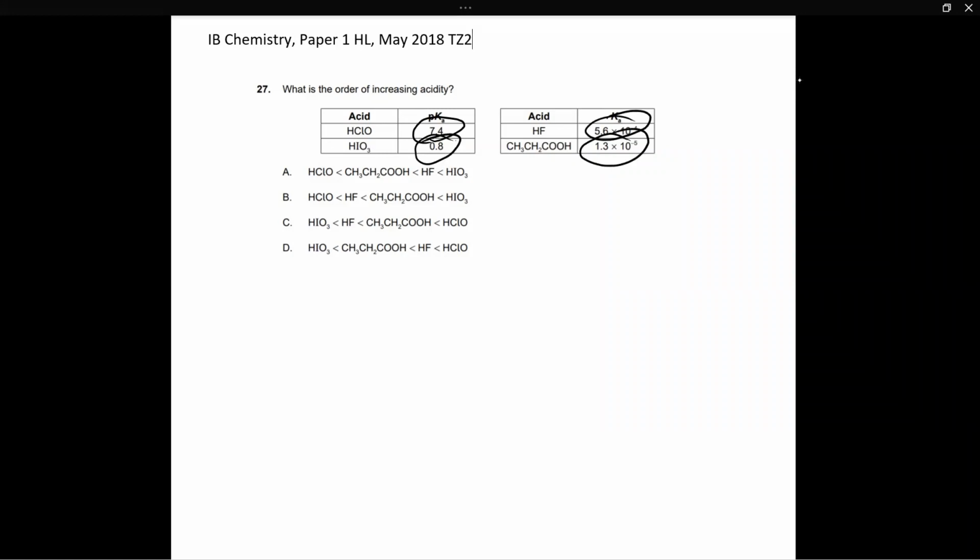Now, in order to solve this question, it is very important for us to understand how Ka and pKa tell us how acidic a particular acid is. And in this case, we're only going to be taking a look at weak acids. These are all weak acids. Why? Because we don't use Ka or pKa for strong acids. We use pH, as you may already know. So we only use Ka, which is the acid dissociation constant, for weak acids, because weak acids don't completely dissociate when added to water. They partially dissociate or partially ionize.